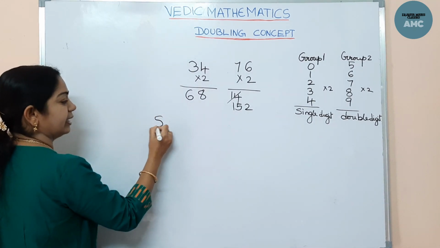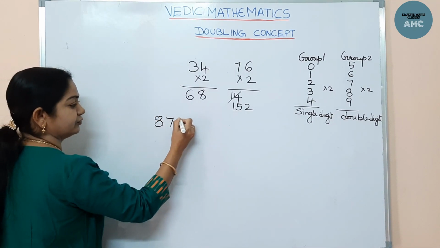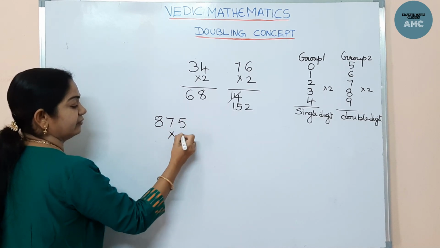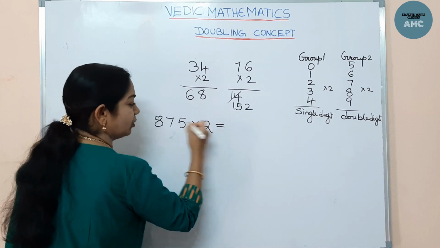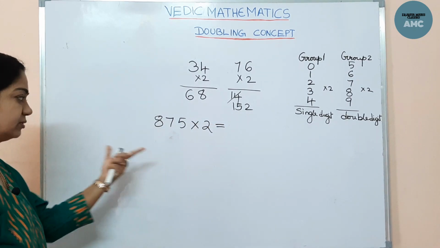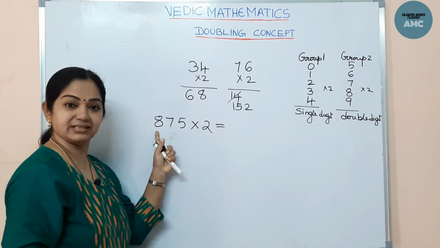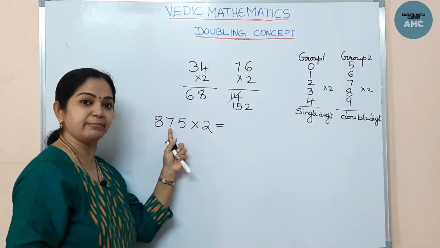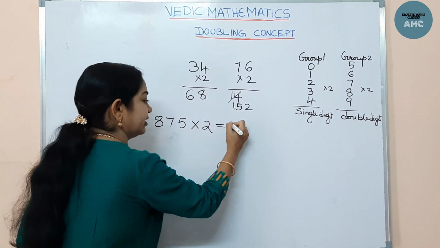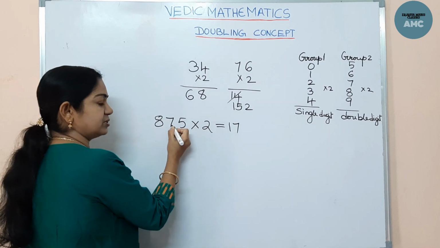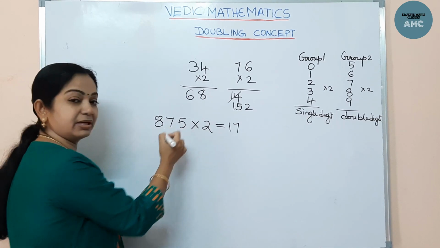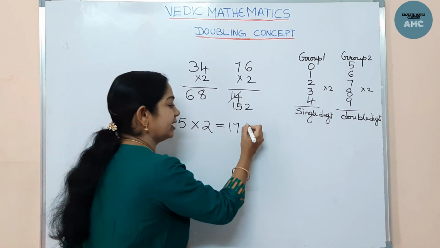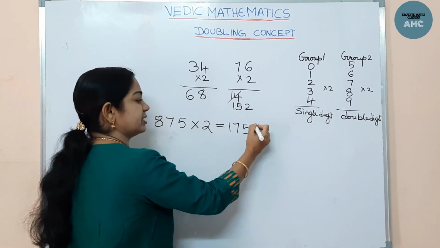Likewise, if I take 875, suppose I want to double it. Let me do it in the horizontal way. 2 8s are 16, but the second number is group 2, so 16 becomes 17. Now 2 7s are 14, but the number here is group 2, so 14 becomes 15, but I'll drop only the end number. Now 2 5s are 10, so 0.